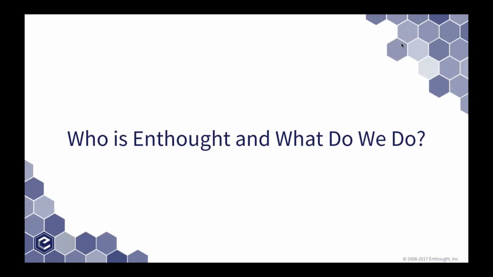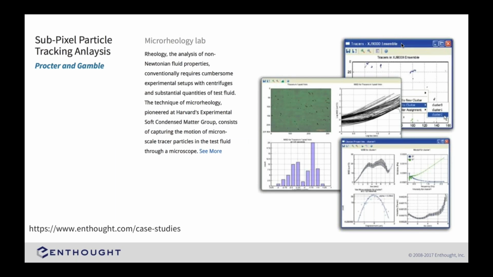So who's Enthought and what do we do? We are a company that does scientific and analytic computing. Sometimes it's not so clear for people what that means, so I picked an example to explain that. It's a project called the Microrheology Lab that we did in partnership with Procter & Gamble. Rheology is a term that means the study of the flow of matter. As you may know, Procter & Gamble develops things like shampoo, for example, and the fluids they design are fluids that have never existed before, and they have to figure out their properties to know, let's say, how hard you have to press on the shampoo bottle.